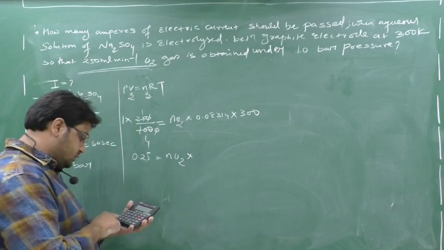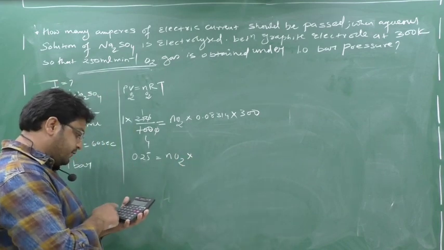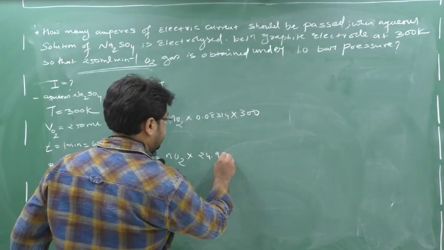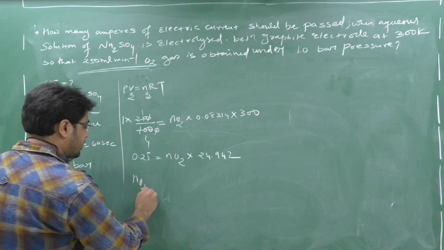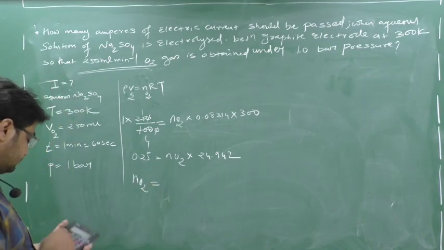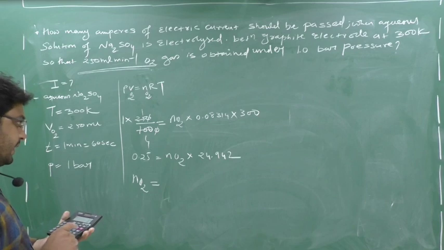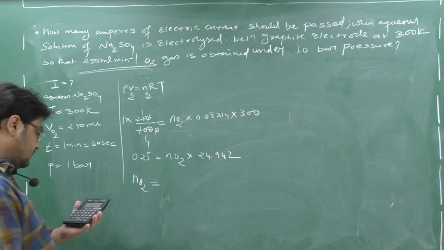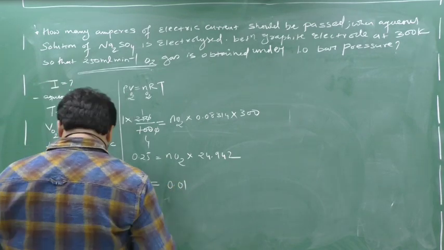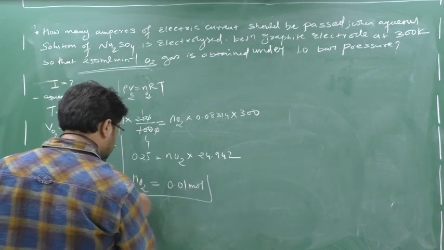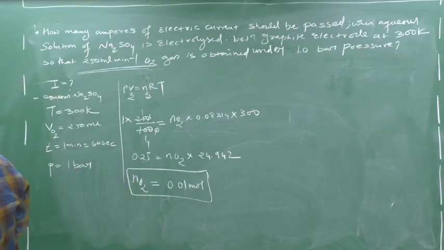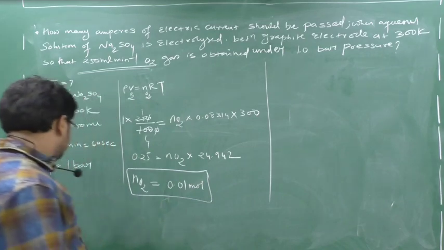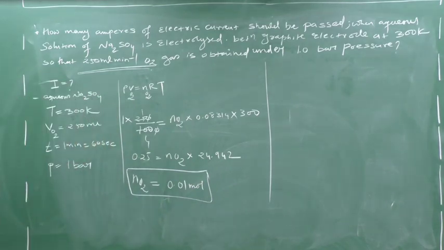Multiplied by 0.08314 into 300, which is 24.942. So the moles of O2 I obtain is 0.25 divided by 24.942, which is 0.01 mole. The mole of O2 obtained here is 0.01 mole.